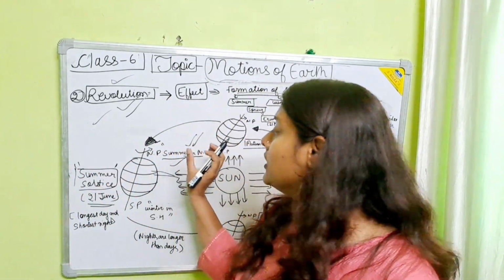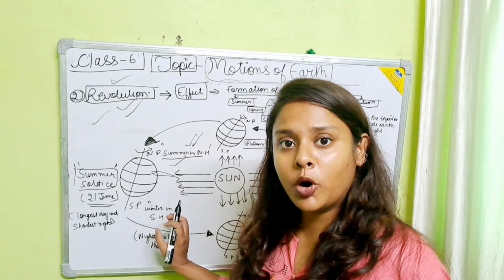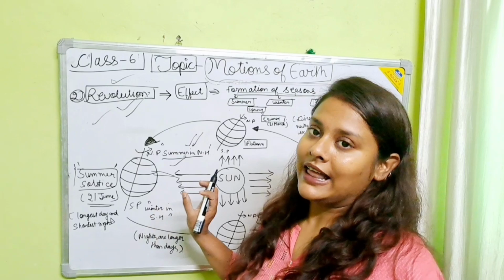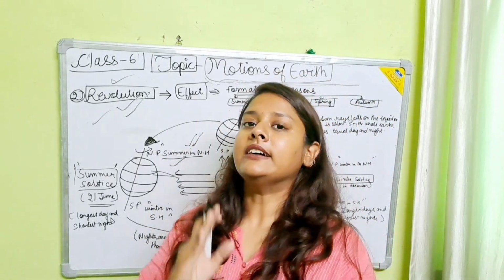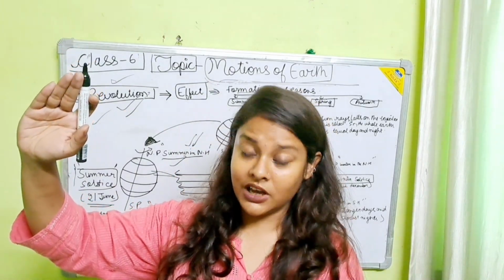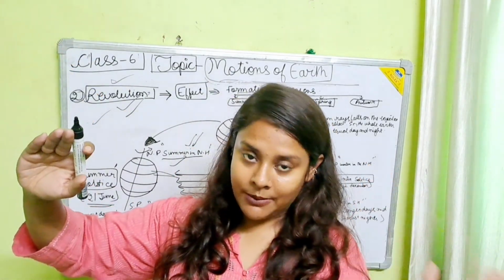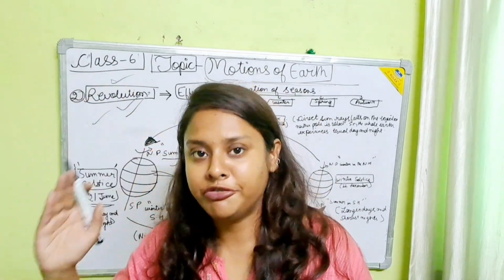that is in June. And the southern hemisphere is receiving slanting sunlight towards the pole, so it is cold and there is winter in the southern hemisphere. It should be very clear that when there is summer in the northern hemisphere, there is winter in the southern hemisphere, and when there is summer in the southern hemisphere, then there is winter in the northern hemisphere.